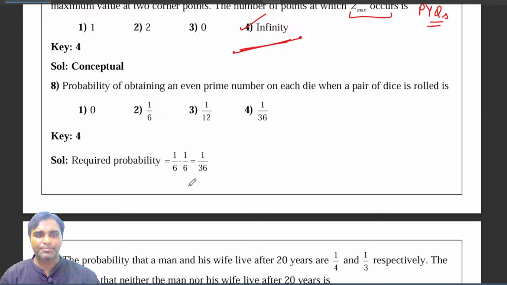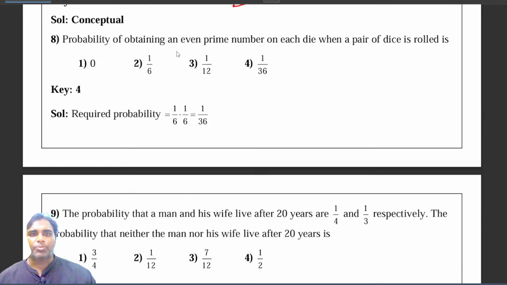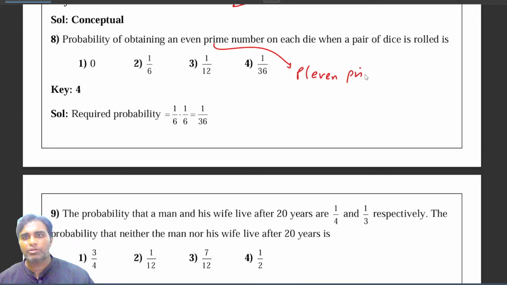Now the 8th one. Obtaining an even prime number on each die when a pair of dice is rolled. You can solve this with the classical definition of probability, or with independent events. What is the probability of an even prime number? It is 1 by 6, because we have only one even prime number, that is 2.